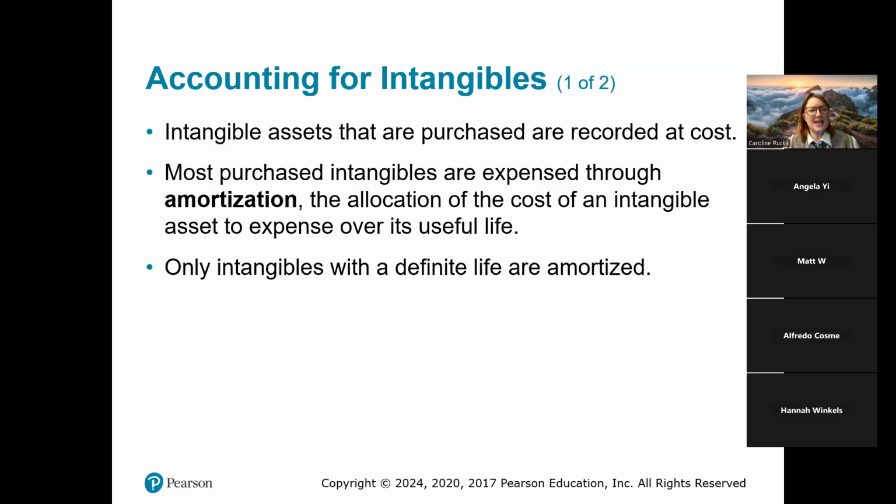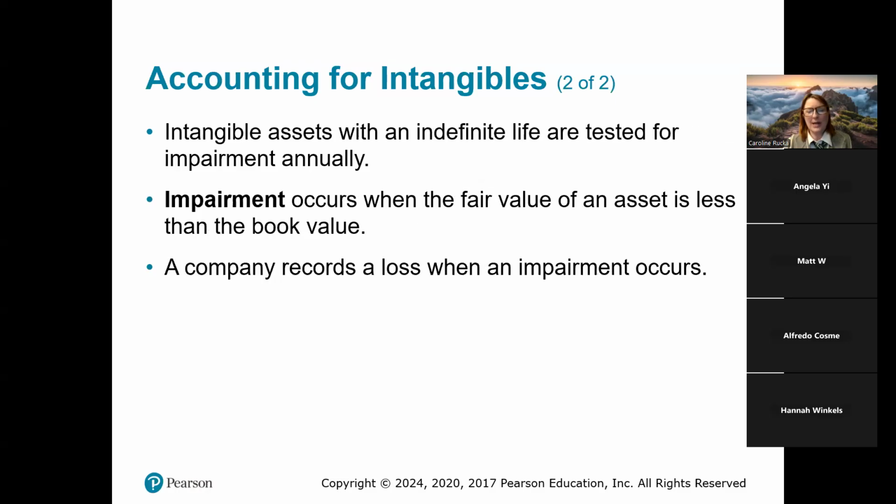Usually we expense them through amortization. That's the allocation of an intangible asset to expense over its useful life. How is that different from depreciation? There's no accumulated account. Also, only intangible assets with a definite life are going to be amortized.